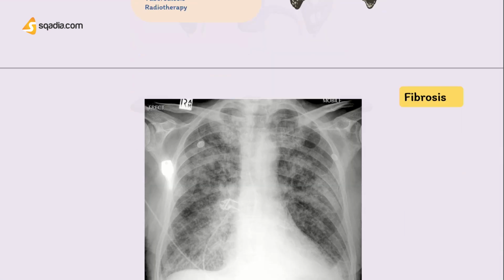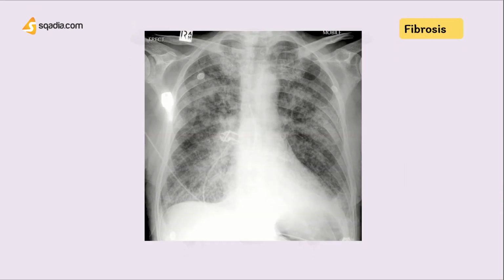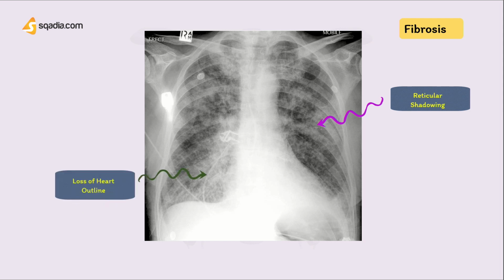Now, radiological features of reticulonodular shadowing include the reticular shadowing, which is produced by the thickening of the lung interstitium or connective tissue, seen as a fine or coarse branching linear pattern. The heart loses its normal smooth outline and seems shaggy. The nodular shadowing, which are small discrete opacities, are also present.